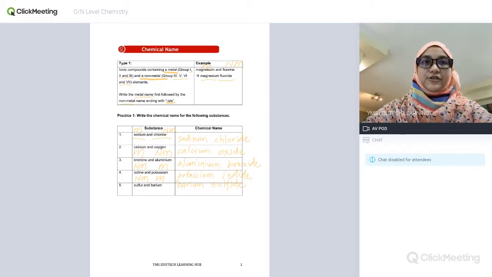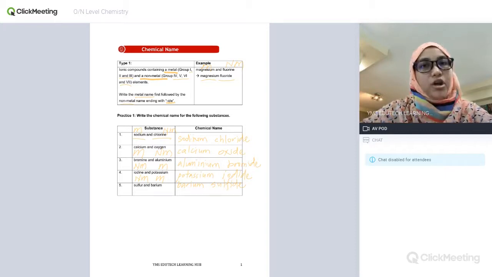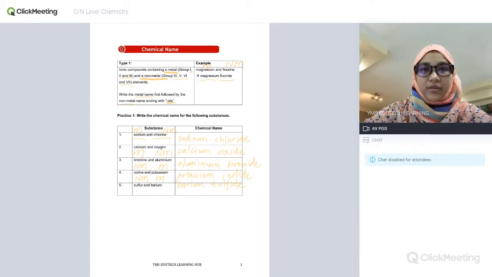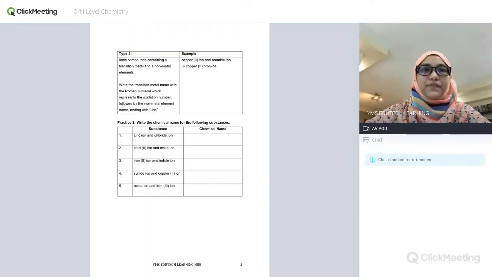All right. So recap, type 1 involves ionic compounds, whereby we have to name or label the metal name first, followed by the non-metal, and the non-metal has to be ended with "ite". Okay, so now let's proceed to type 2.